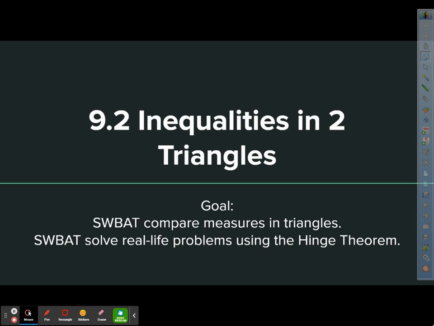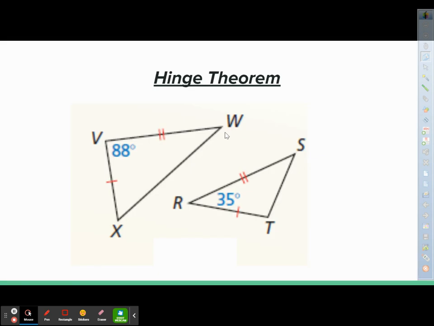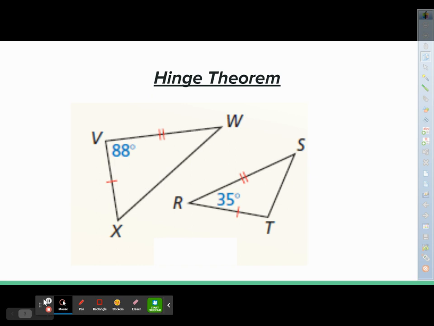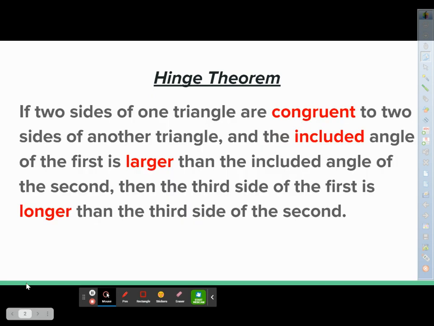So notice it says the hinge theorem, and to me it's really easy to remember the hinge theorem because of a door hinge, okay, and that helps me remember it. The door hinge, you know, it's where the door turns. It's what helps the door turn right there, the hinges on the door. So that helps me remember what the theorem says. It says that two sides of one triangle are congruent to two sides of another triangle, and the included angle of the first one is larger than the included angle of the second, then the third side of the first is longer than the third side of the second.